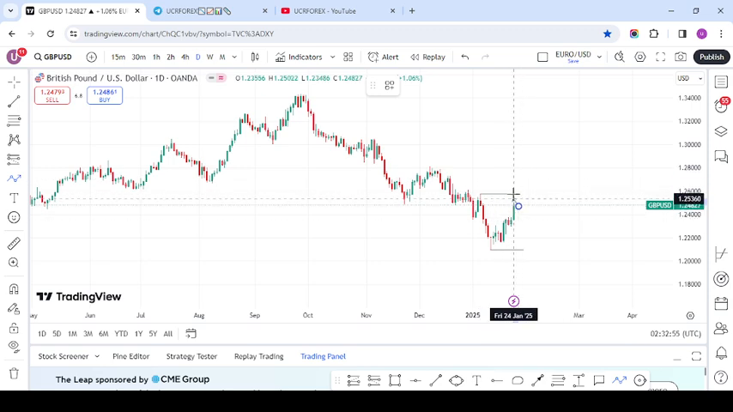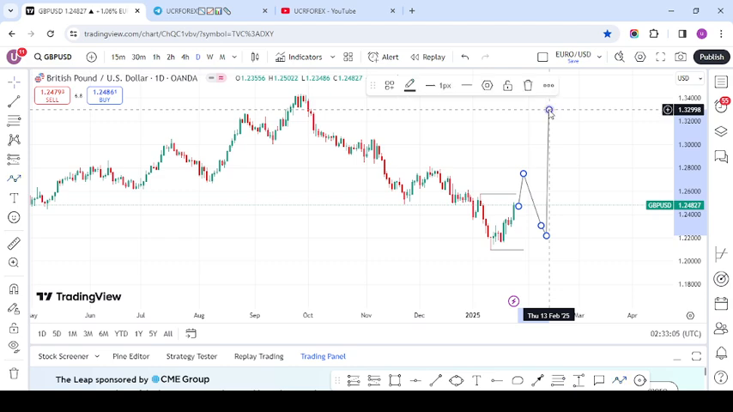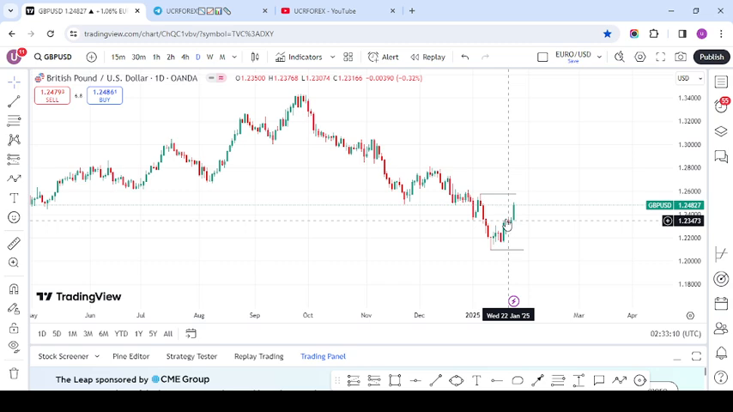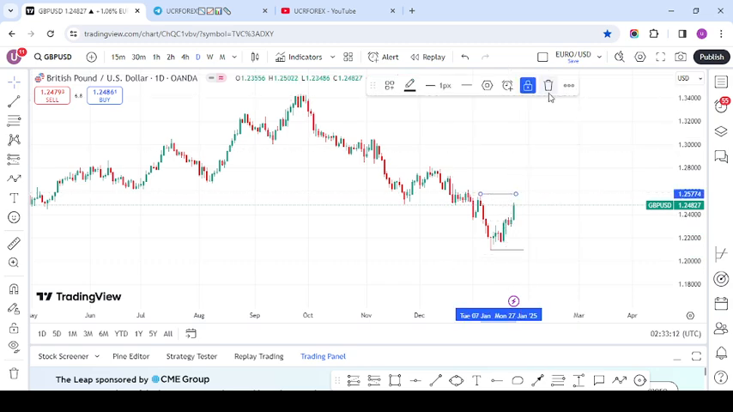If the market fails to respect the very particular place and breaks above it, I know I've gotten a higher time frame change of character, and I have to wait for correction to the downside to go in for a buy to the upside. So for now, that is not my intention yet. What I will have to do now is I'm seeing an unmitigated zone here, which is the very particular candle here.